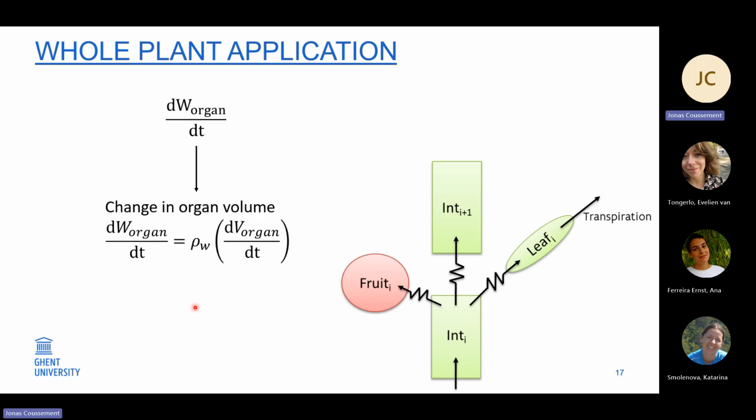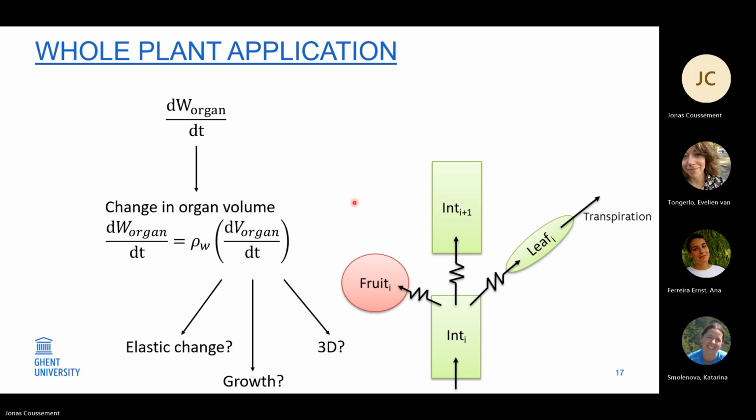And then we need to go from our change in water content to a change in organ volume, which we can do straightforwardly by assuming that water cannot be compressed or expand. So the change in volume is directly related to the density of water. Basically, the change in water content is the density of water times the change in plant volume. But then we need to know, is this change in plant volume that we're modeling the elastic change of the Lockhart equation? Is it actual growth? And how do we translate this into 3D for our functional structural plant model?